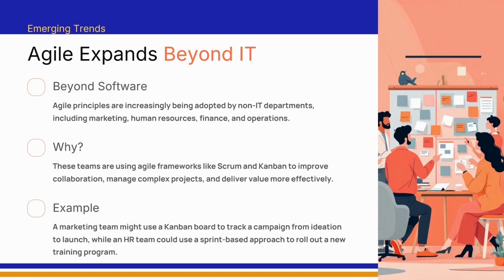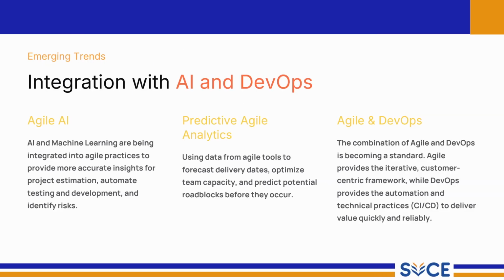Alongside this expansion, Agile is also integrating with cutting edge technologies, AI and DevOps. Artificial intelligence and DevOps are reshaping agile delivery. Agile with artificial intelligence helps with project estimation, testing automation, and risk prediction. Predictive agile analytics use data to forecast sprint outcomes and identify the bottlenecks.